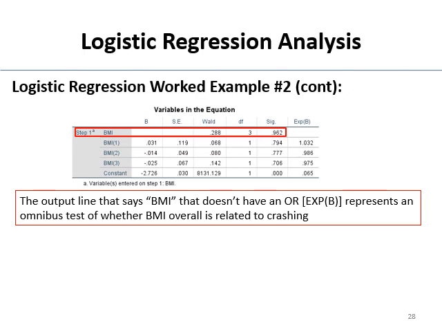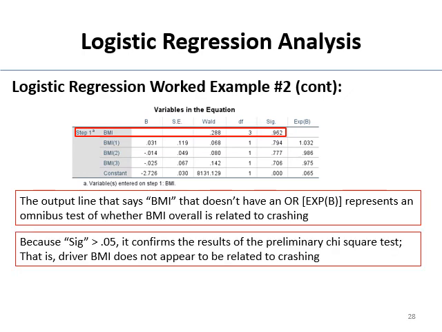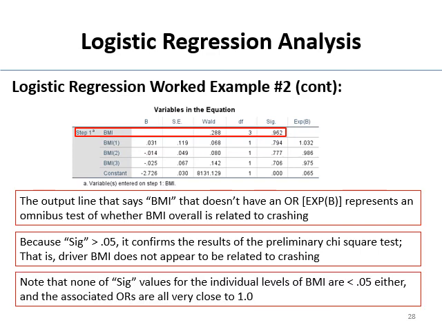So indeed, because it's greater than 0.05, this suggests that BMI is not associated with your odds of crashing in your first year of driving. Cool. So note also that none of the sig values for the dummy odds ratios, that is BMI 1, BMI 2, and BMI 3, is significant. Those are also greater than 0.05. So cool. BMI does not appear to be related to your odds of crashing. That's consistent with the chi-square, so hopefully that makes some sense to you.